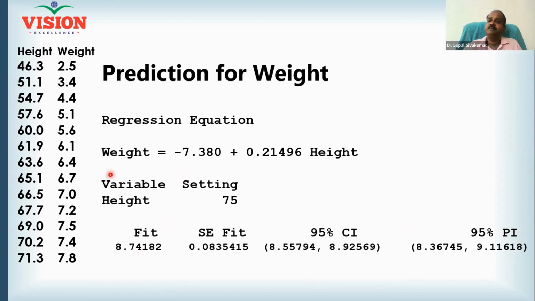8.74 kg. And what the hospital is telling now is, if the baby has a height of 75 centimeter, it will have a weight of 8.74 kg. But there is an interval because I cannot give a perfect value, isn't it? So there is an interval. Look at the interval, 8.5 to 8.9. What is this 8.5 to 8.9?